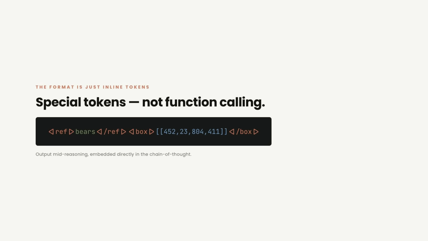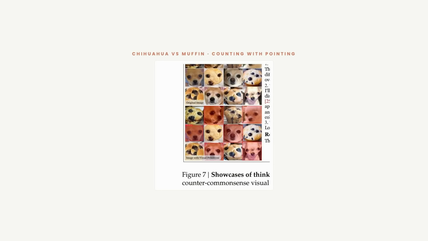Counting in dense scenes, multi-hop spatial reasoning, and even the famous Chihuahua versus Muffin meme, it all becomes more reliable when the model can literally point to things.